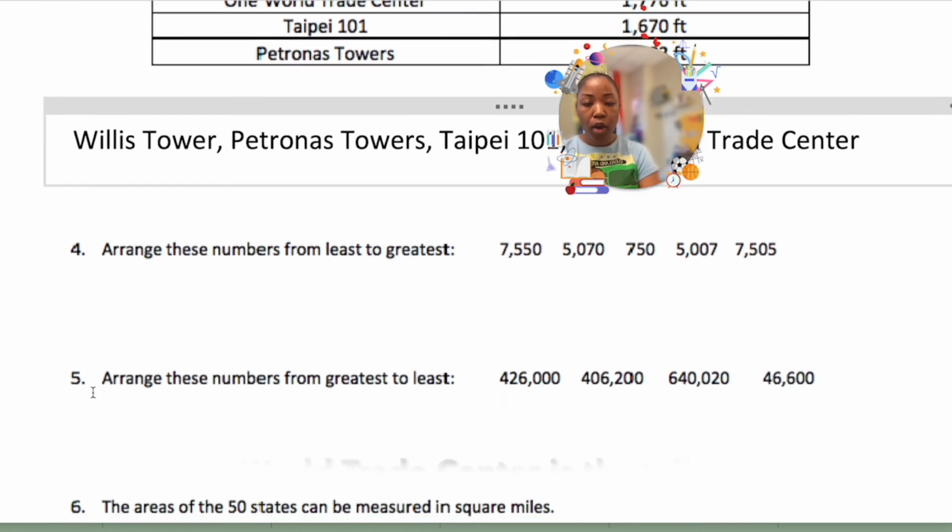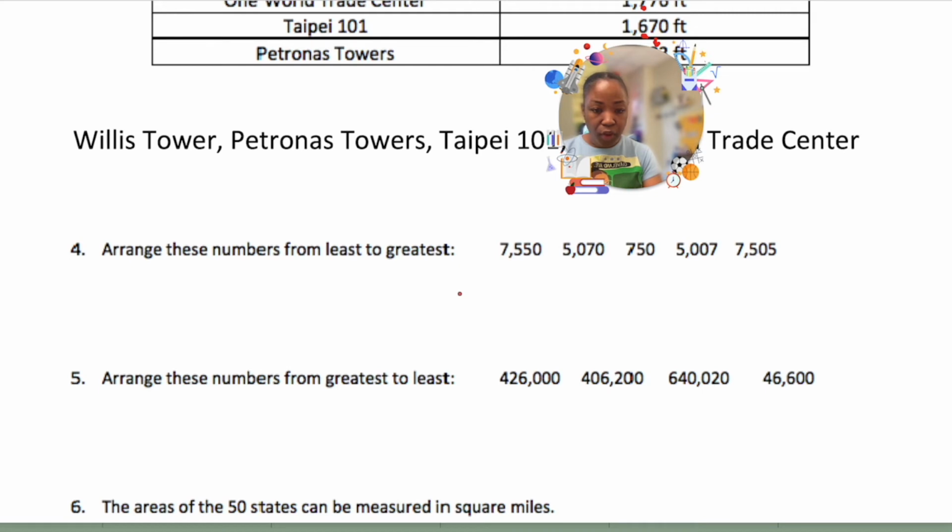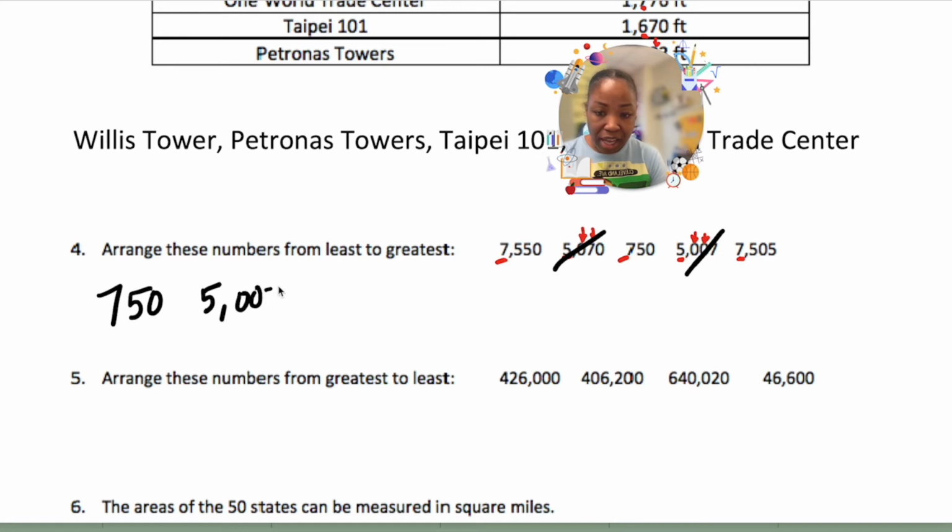All right, for number 4, they want us to arrange these numbers in order from least to greatest. So let's start with the least. We're going to have to look at the greatest place value. Looks like that's thousands because we got 7,000s, we got 5,000s. There are no thousands here. 5,000s and another 5,000s. The no thousands, the 0,000s, right? Which is 750. Then it would be 5,007. Then 5,070.